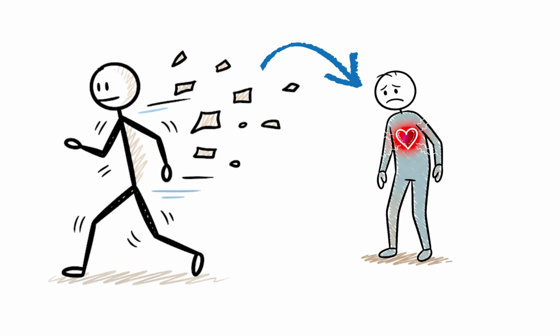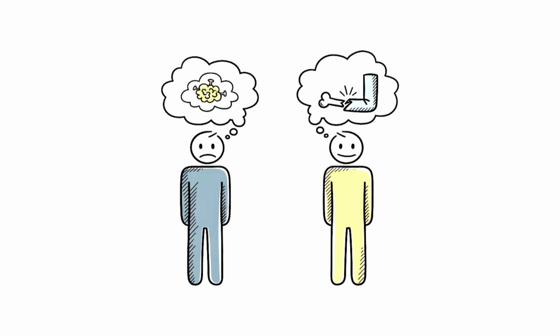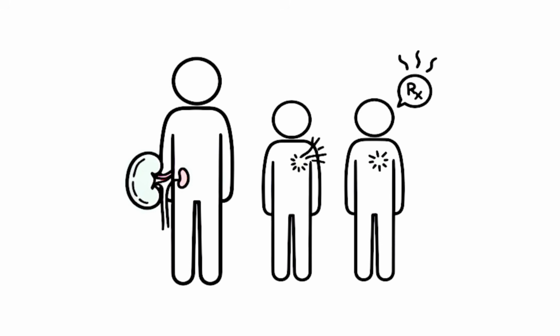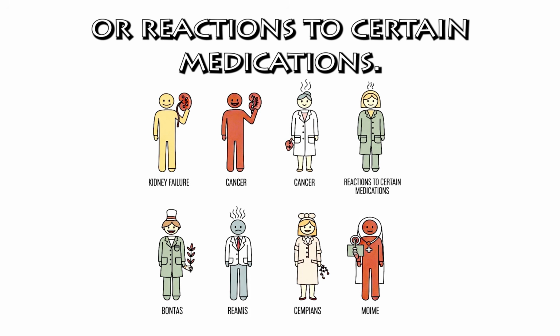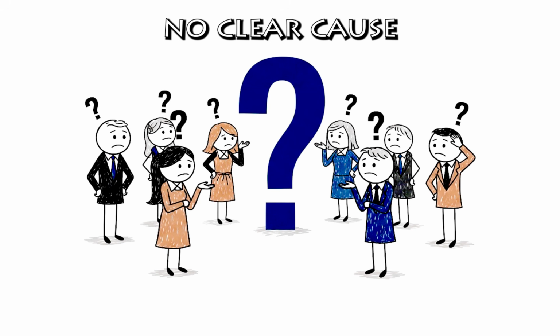The most common cause of pericarditis is a viral infection, but it can also result from bacterial infections, autoimmune diseases, chest trauma, heart attacks, kidney failure, cancer, or reactions to certain medications. In some cases, no clear cause is identified.